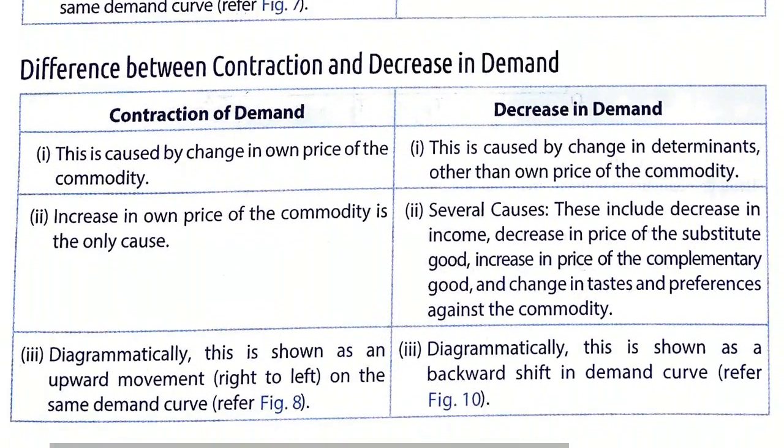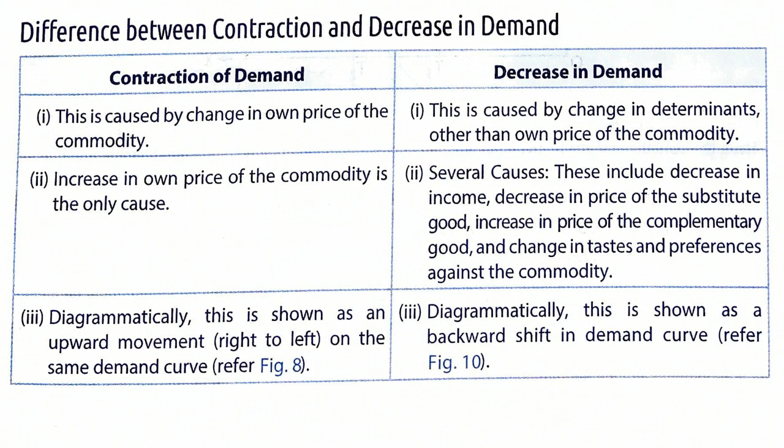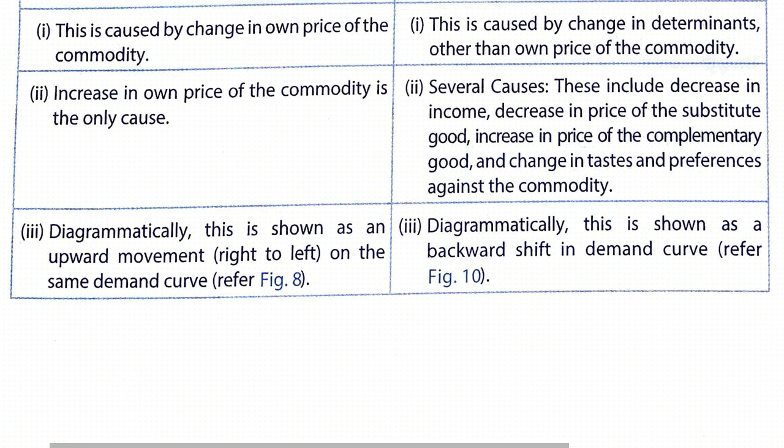And similarly, the difference between contraction of demand and decrease in demand. Contraction of demand is due to the price of the commodity, and decrease in demand is due to any factor other than price. Increase in price is the only factor behind contraction of demand. That means there is a leftward movement along the demand curve. In decrease in demand there are other factors, as we discussed in case of increase in demand. So in this case the demand curve shifts backwards towards the left.